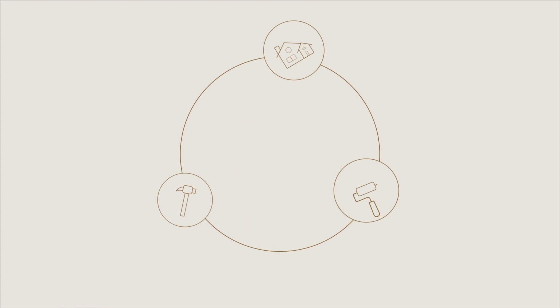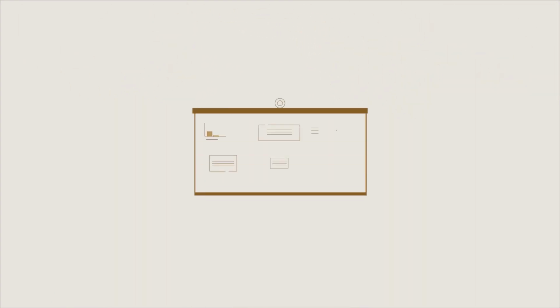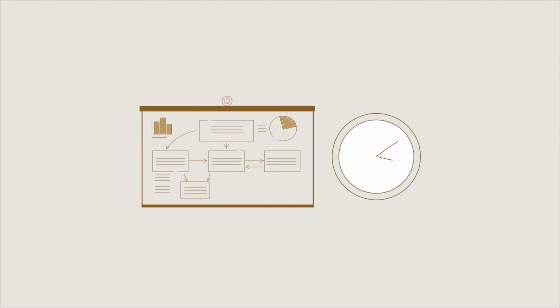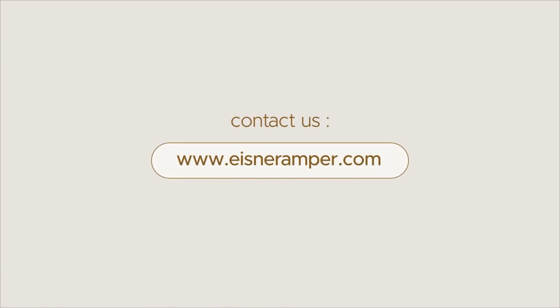When a client is doing renovations, be sure to consider TPRs. Get clarity on project scope and timing. Find out if itemized invoices are available and consult with your EisnerAmper Cost Segregation Team as needed.